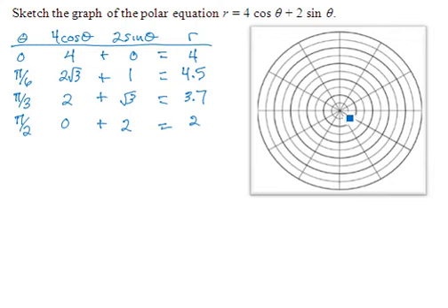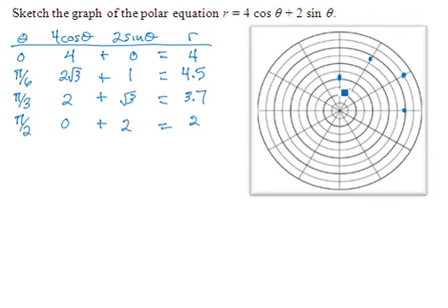In the 0 radian direction, we had to go 4 units. So 1, 2, 3, 4. In the pi over 6 direction, we had to go 4.5. Notice I'm using every other concentric circle here as 1 unit. That's my scale. If I go in the pi over 3 direction, I need to go 1, 2, 3.7 out here. If I go in the pi over 2 direction straight up, I have to go 2 units.